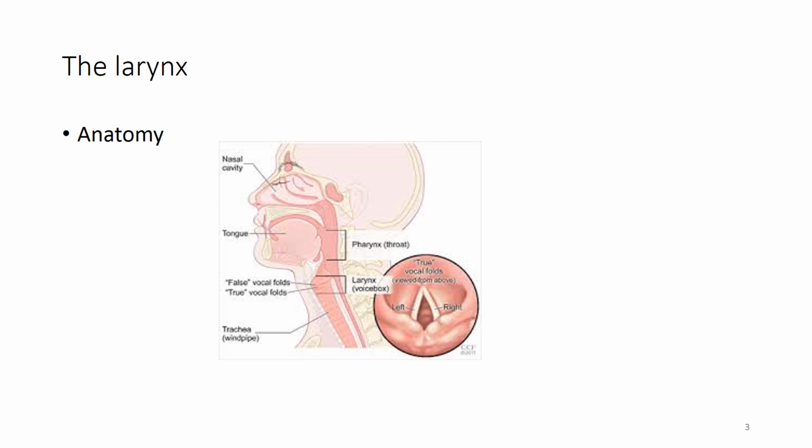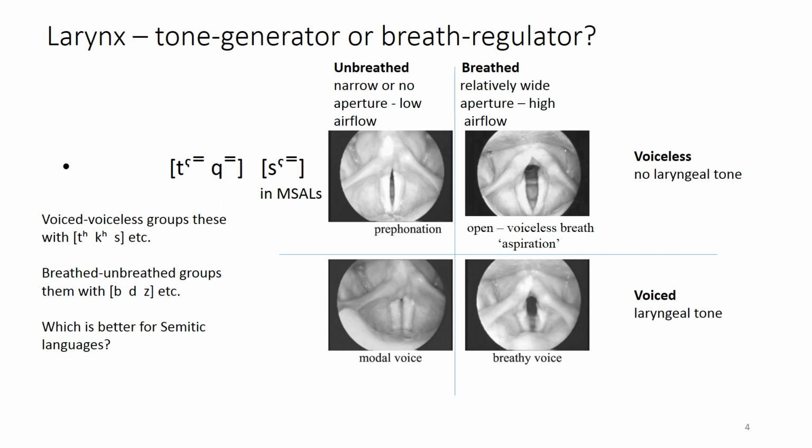Just to remind you of the larynx and its main parts, here's a diagram on the left showing its location in the throat at the base of the pharynx, and a zoom-in view down into the larynx. We can see here the vocal folds and the gap between them, known as the glottis. We can regard the larynx as a mechanism for generating a laryngeal tone, or we can regard it as a mechanism for regulating airflow from the lungs through the glottis into the mouth. The tone generator view leads to a division of sounds into those having a laryngeal tone, which we call voiced, and those without a laryngeal tone, which we call voiceless.